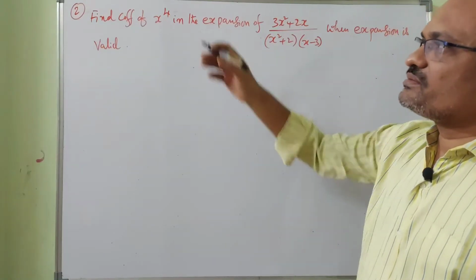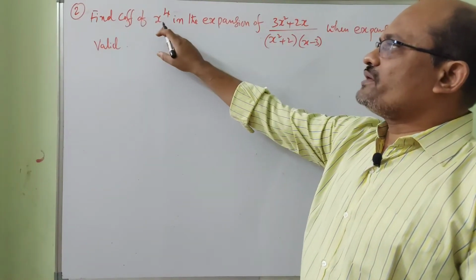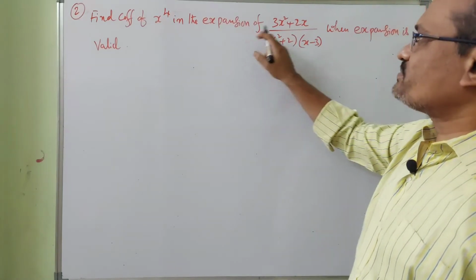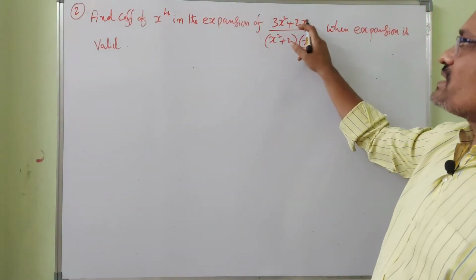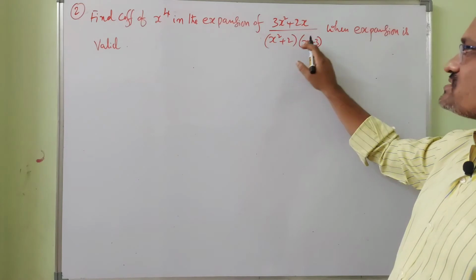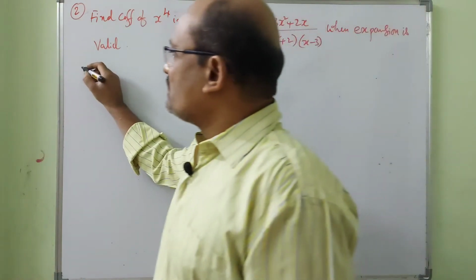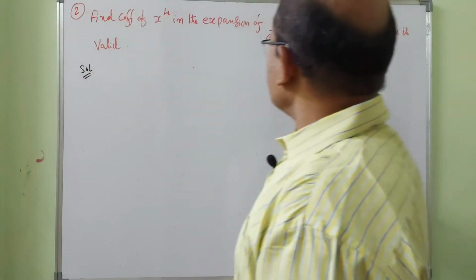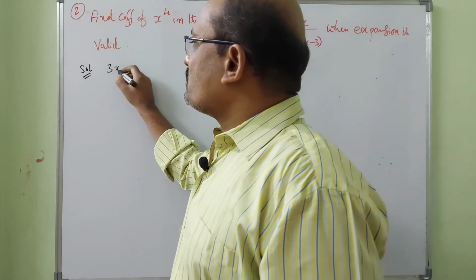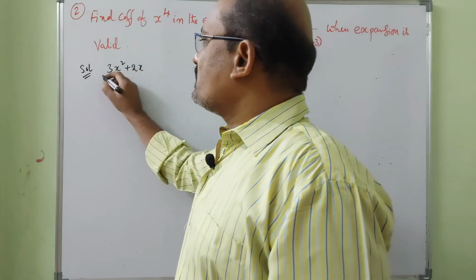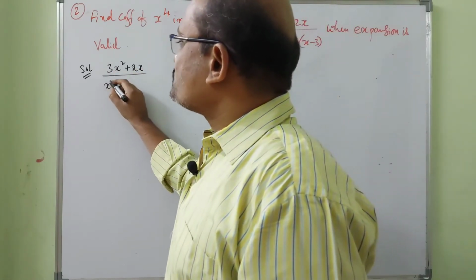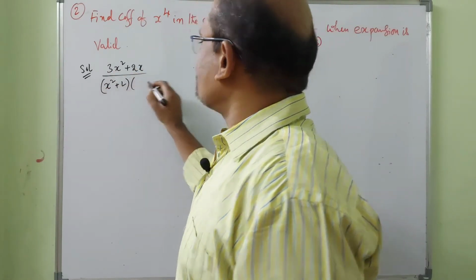Dear students, question number 2. Find the coefficient of x power 4 in the expansion of 3x square plus 2x by x square plus 2 into x minus 3, when the expansion is valid. I told you students, first you have to resolve the given rational fraction into partial fractions.